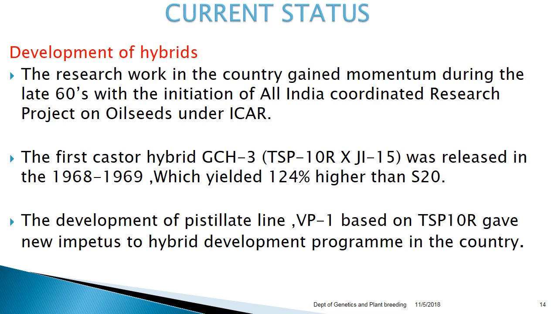Development of hybrids. Research work in India gained momentum during the late 60s with the initiation of the All India Coordinated Research Project on Oilseeds under ICAR. The first castor hybrid GCH 3, a cross between TSP 10R and JI 15, was released in 1968-69, which yielded 124% higher than S20. The development of pistillate line VP1, based on TSP 10R, gave new impetus to the hybrid development program in the country.